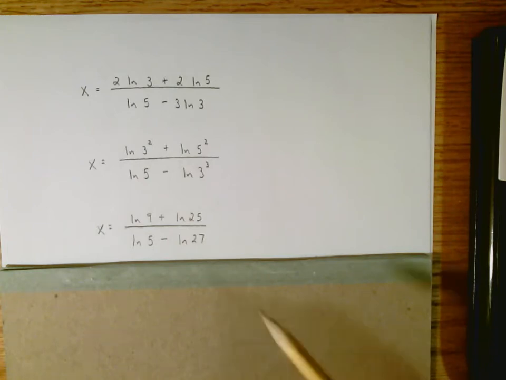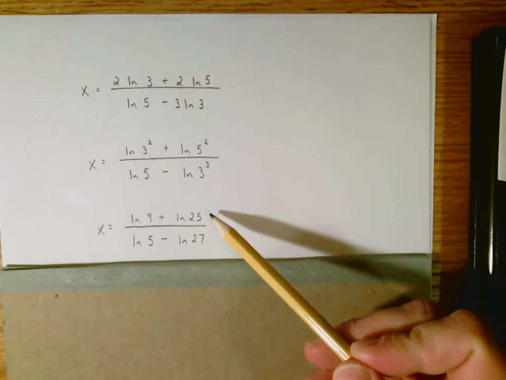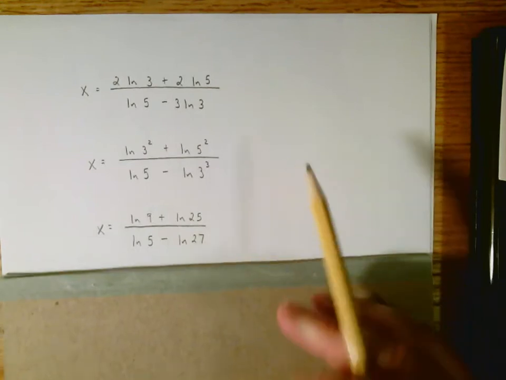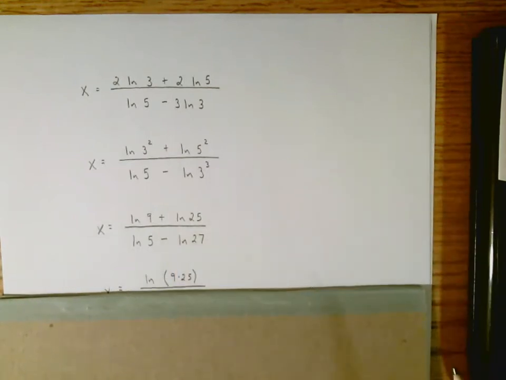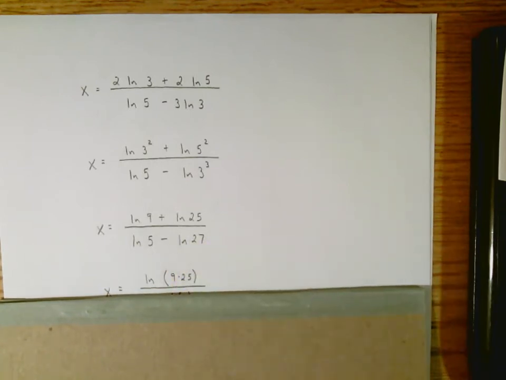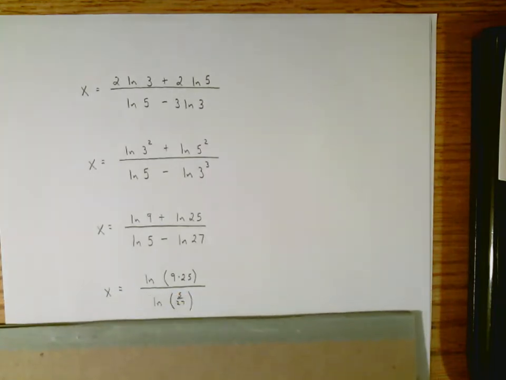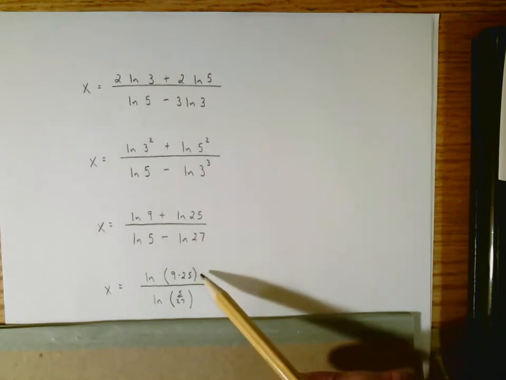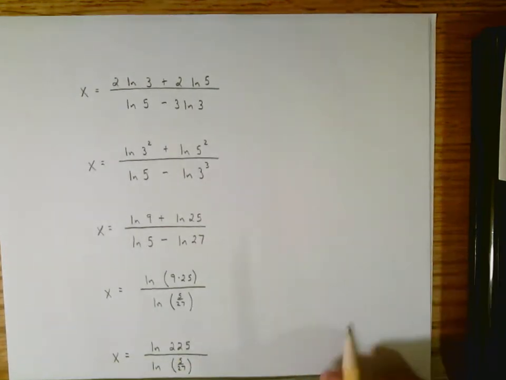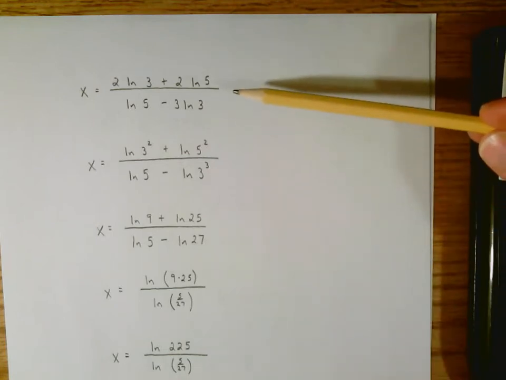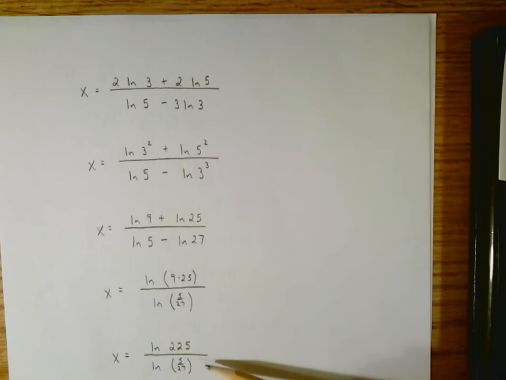If I want to clean it up even more, I know that the logarithm of a product is equal to the sum of two logarithms with the same base. So I can rewrite this numerator as the logarithm of the product, 9 times 25. The quotient of a logarithm equals the difference of logarithms with the same base. So I could write that as the natural log of 5/27. Simplifying 9 times 25 gives me the natural log of 225. There's no reason to do anything with the rational number 5/27. So I can show you using properties of logarithms that this and this are equivalent.